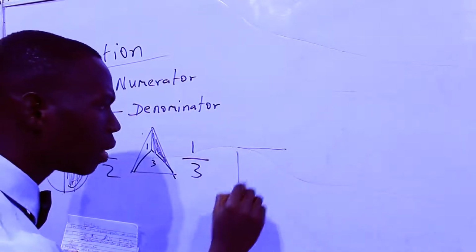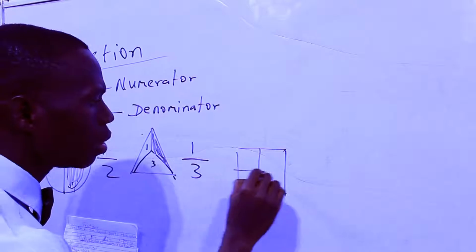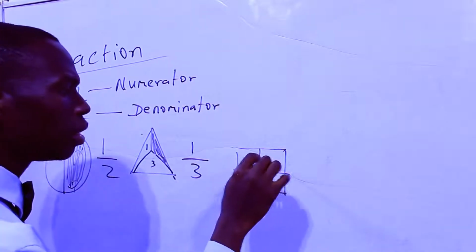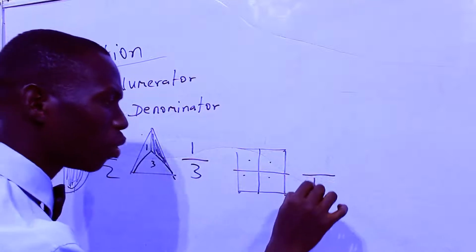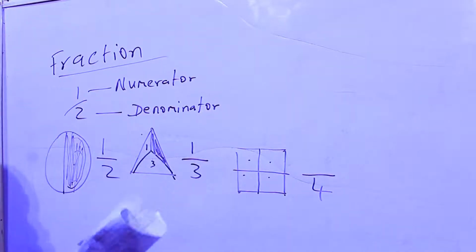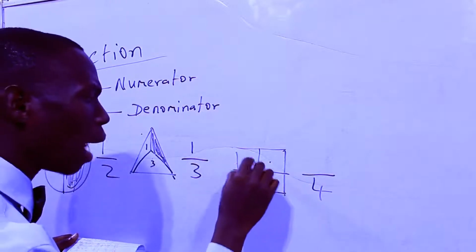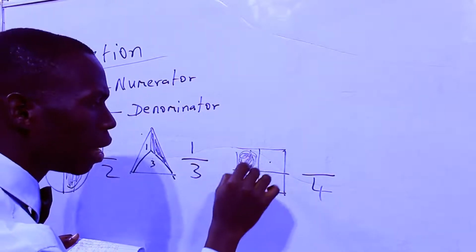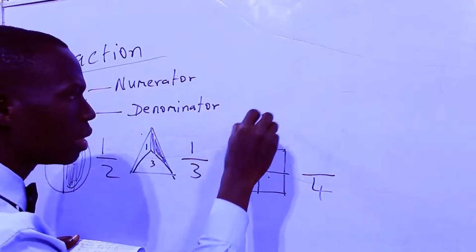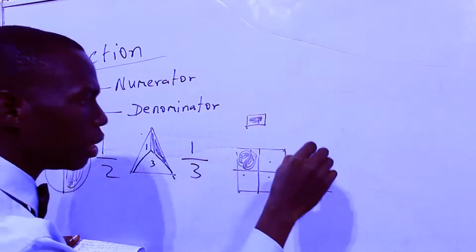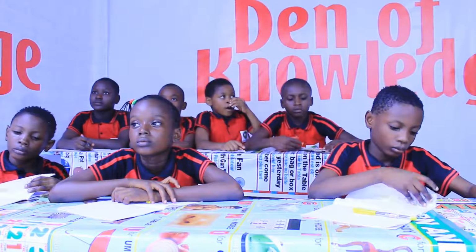If I have something like this, a square, and I divide it into 1, 2, 3, 4, I will have my denominator 4, indicating that the whole number has been divided into 4 parts. If I decide to take one out, it will become 1/4. And this is called quarter.